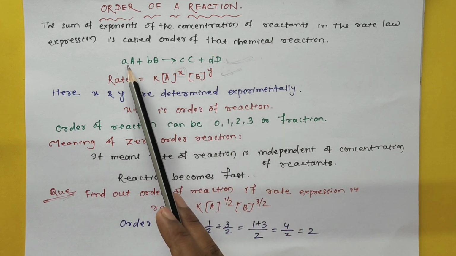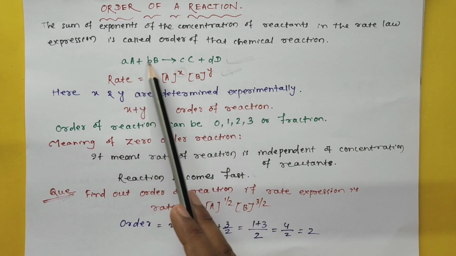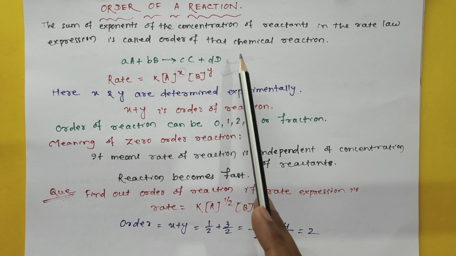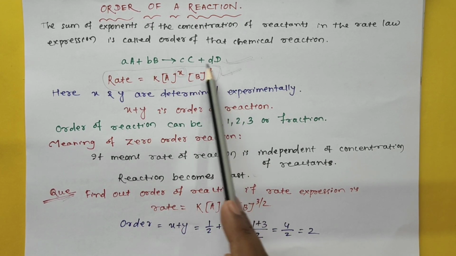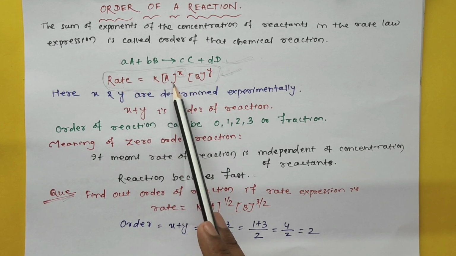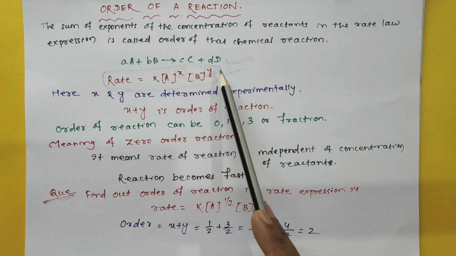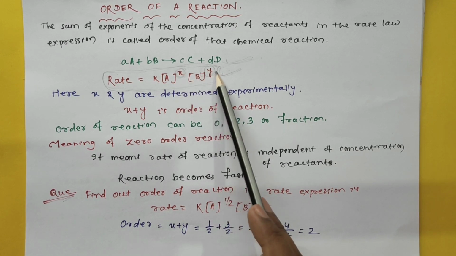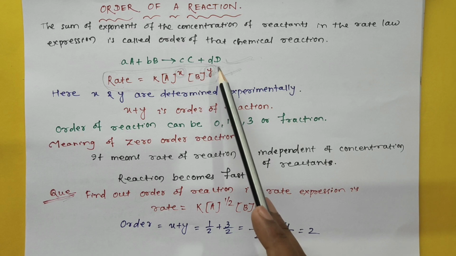You see here a chemical equation is given here. A moles of A reacts with B moles of B to form C moles of C and D moles of D. Then the rate expression is given here. You have to identify the rate expression. Here the rate expression is equal to K into concentration of A to the power X into concentration of B to the power Y. From this rate expression, you have to add these two exponents. Okay, this will give you the order of the reaction.